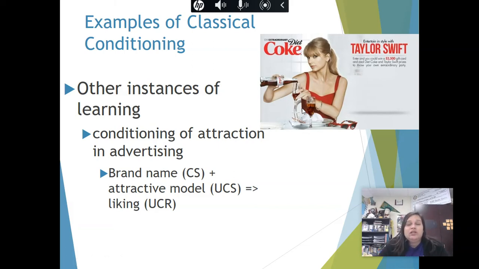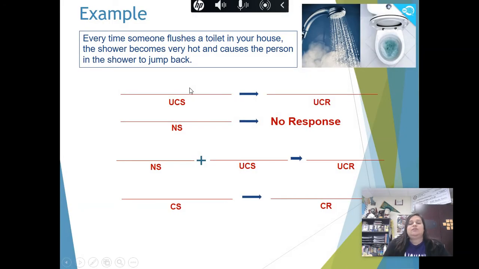Same thing with types of perfume, clothing, music that they play in stores. So much of that is from associations. But if Taylor Swift does something bad and messes up her reputation, then immediately those companies want to cut her off because they don't want you to associate her negatively with the product. But lots of classical conditioning in advertising. I've got another example here.